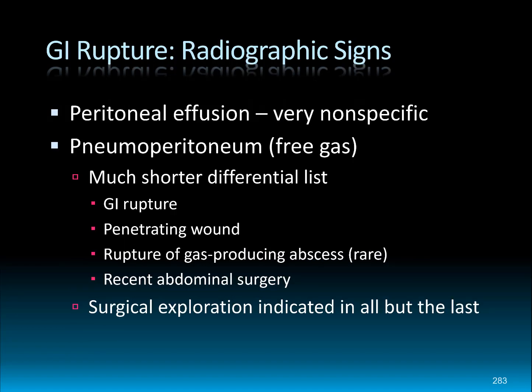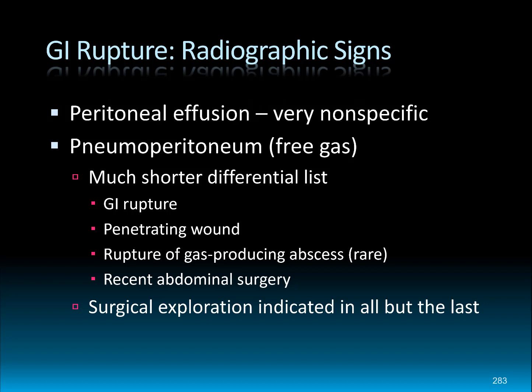So one very common radiographic sign of GI rupture is peritoneal effusion. That's not a very specific sign though, because we can see peritoneal effusion in tons of different diseases, from pancreatitis and peritonitis for other causes to hypoalbuminemia, right-sided heart failure. So a lot of reasons to have peritoneal effusion. So it's definitely something you'll see with rupture, but absolutely non-specific.